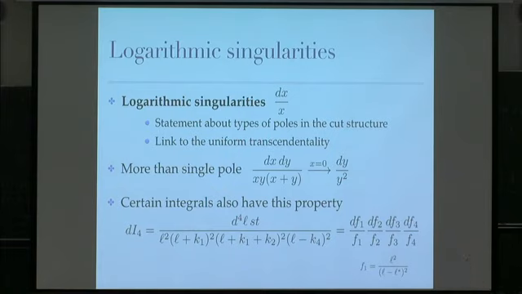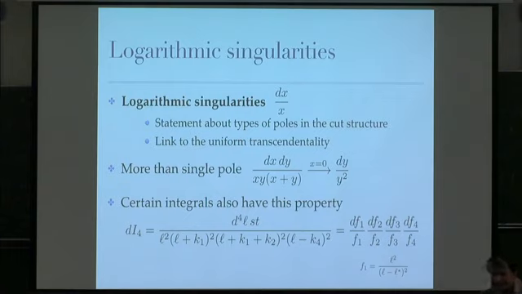Now, you can think that this is kind of trivial because all poles are single poles in the loop integrands, but this is a statement about all the cuts, not just about the first poles, but if you cut more propagators at the same time. And the example where the form has simple poles, but doesn't have logarithmic singularities is dx dy over xy (x plus y). If you sit on the residue x is 0, this thing becomes dy over y squared. So it doesn't have logarithmic singularities, despite having single poles.